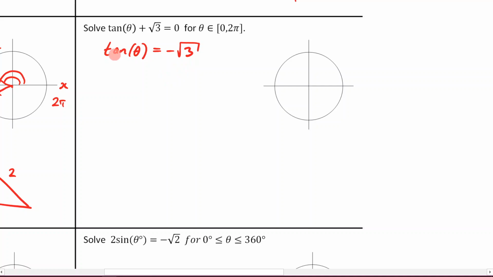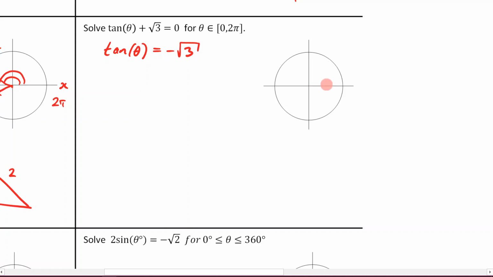Now, tan is a little different from sine and cos. You're not going to be thinking of your x or y. What I like to think in this instance is the gradient. Let's ignore the sign for the time being. The square root of 3 is the biggest tan value I can get, so I know it's going to correspond to here.